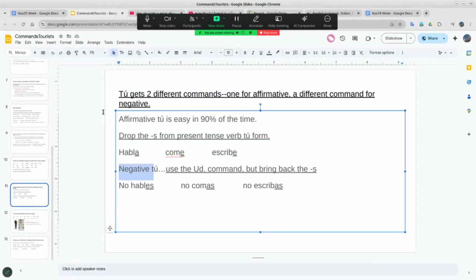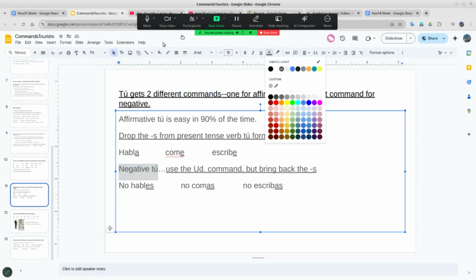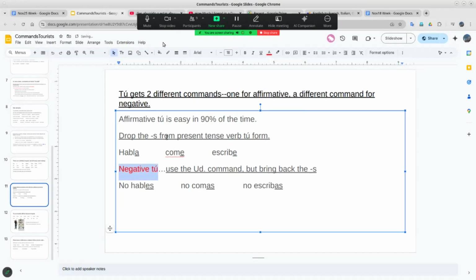Negative tú does something entirely different. Negative tú, the verb itself will look different. But the easy thing to remember is that if you know how to do an usted command, you already know how to do a negative tú command.